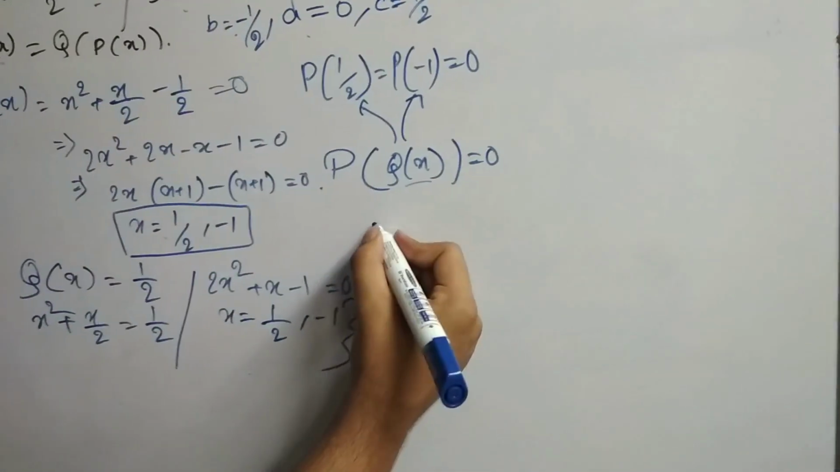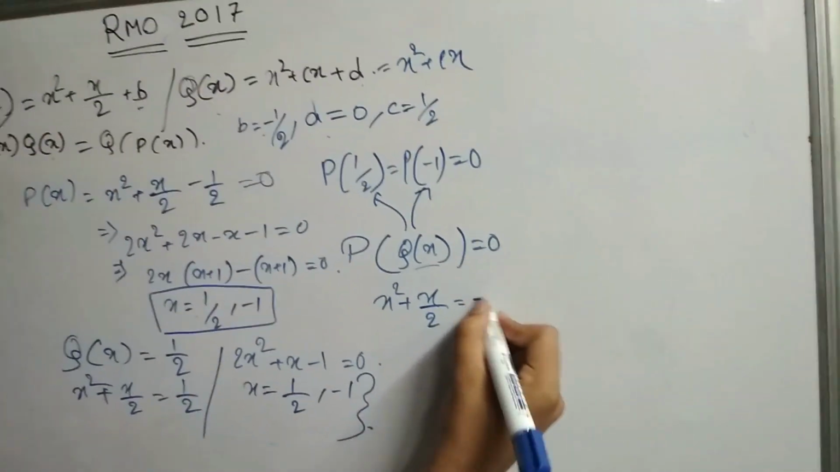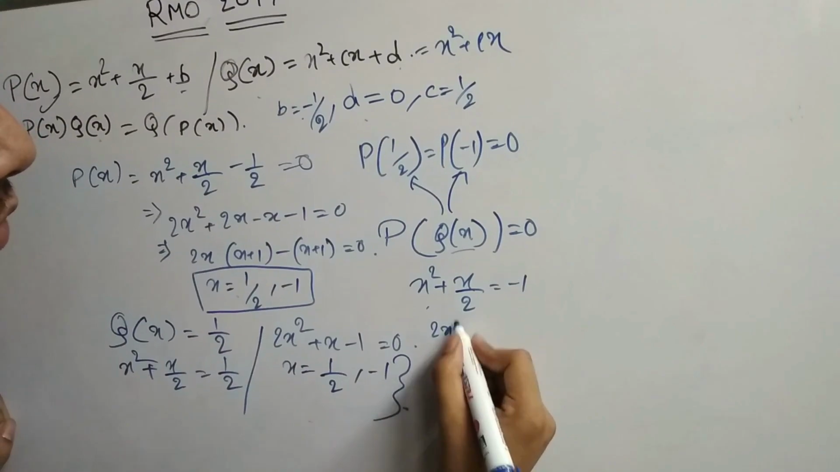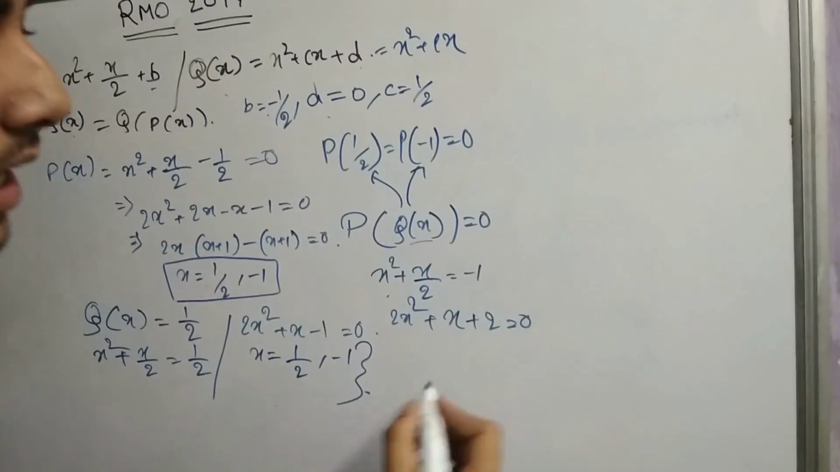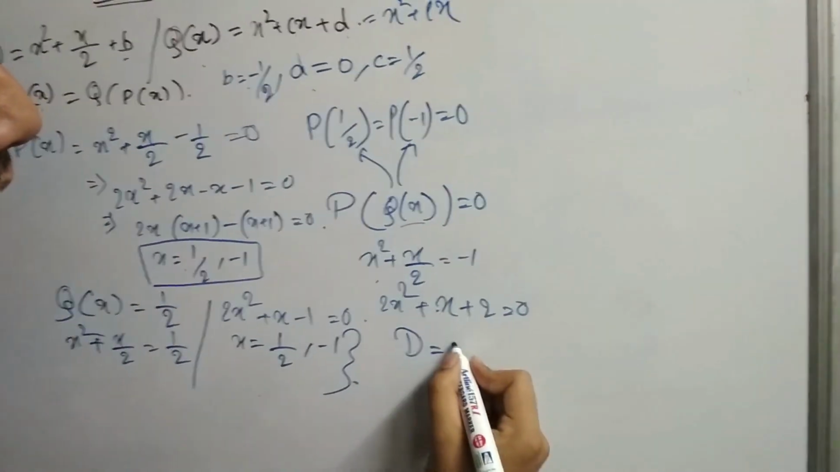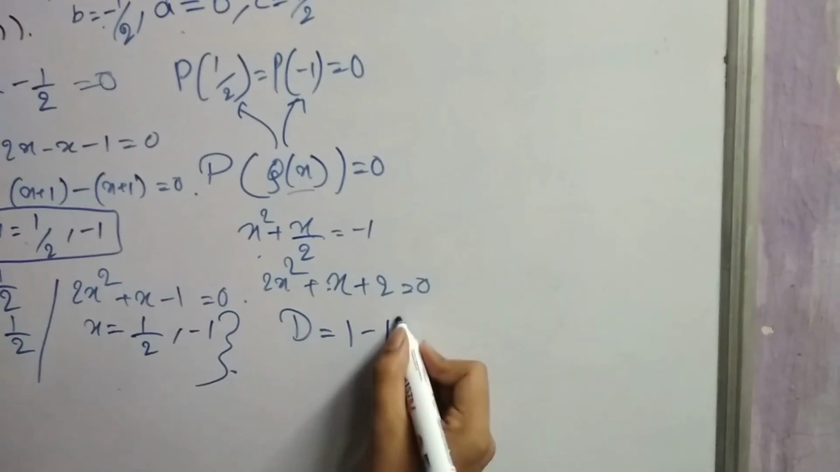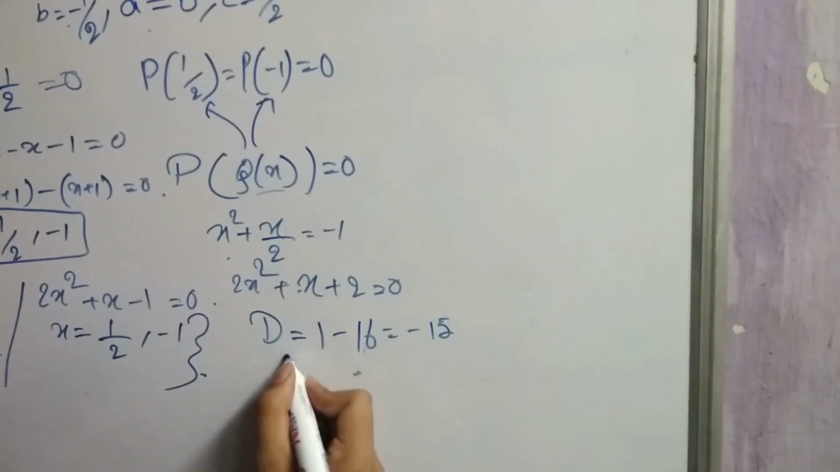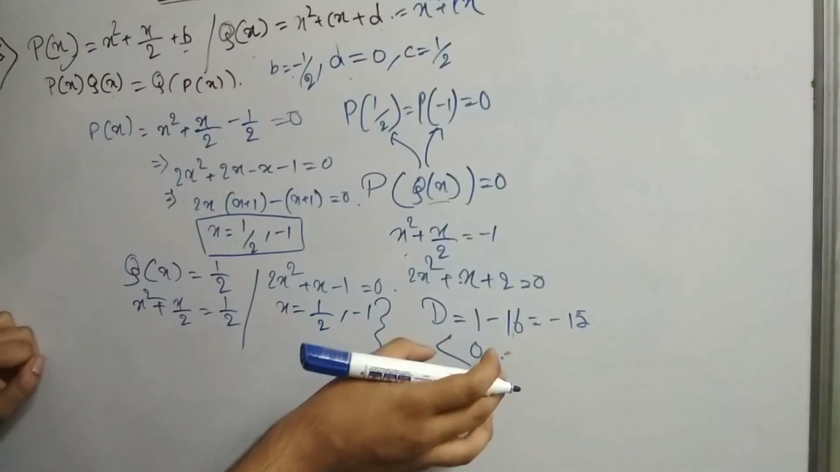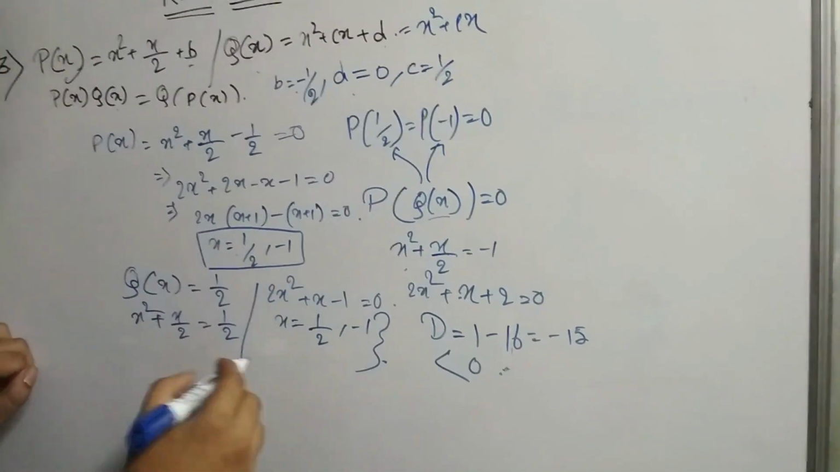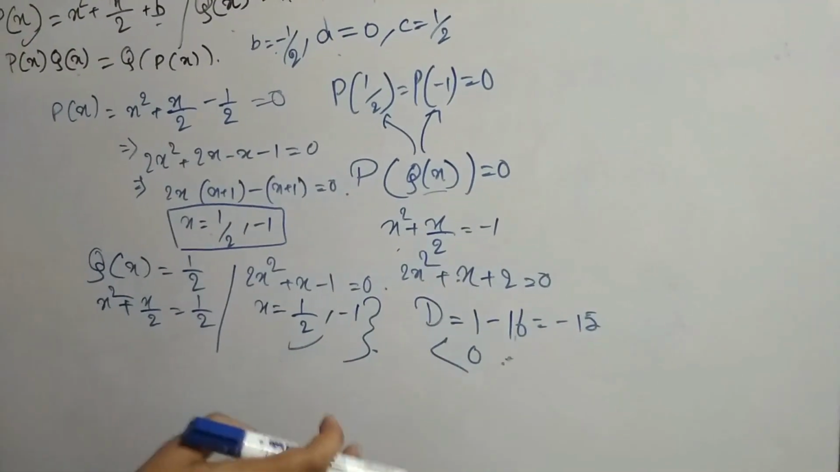If we take the minus 1 case, Q(x) equals minus 1, it will give us x squared plus x by 2 equals minus 1. Multiplying by 2 will give you 2x squared plus x plus 2 equals 0. But note that the discriminant will be 1 minus 8, not 8 actually, 1 minus 16, that is minus 15, which is less than 0. So the roots will be all imaginary, and that's why we cannot take this into consideration. We have to find only real roots, and we have got the real roots as half and minus 1. So these are the only answers to this problem. We have completed the third problem.